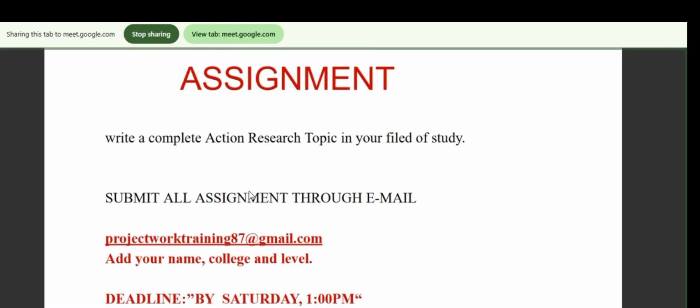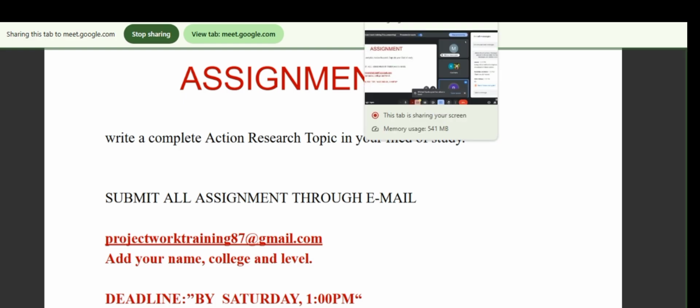So kindly write a complete action research in your field of study. Submit all assignments through email to projectworktraining87 at gmail.com. Add your name, college, and level. Deadline: our next session will be on Saturday at 8 p.m., so by Saturday, 1 o'clock p.m., I have to receive all assignments.